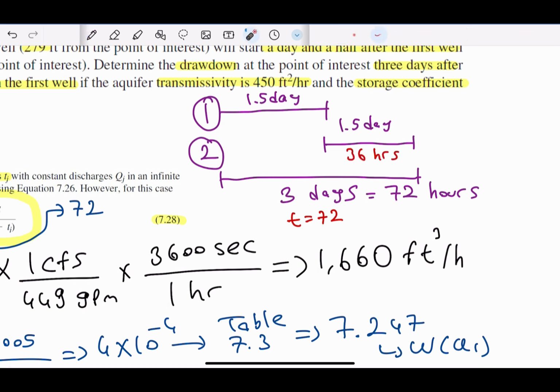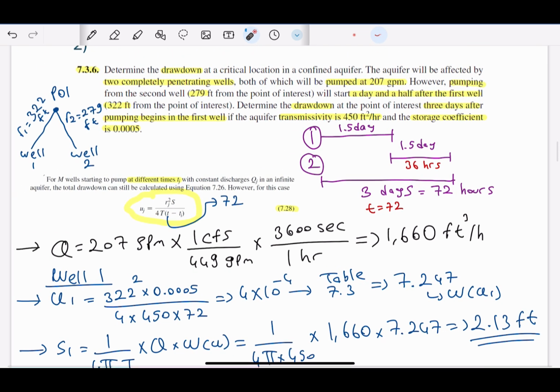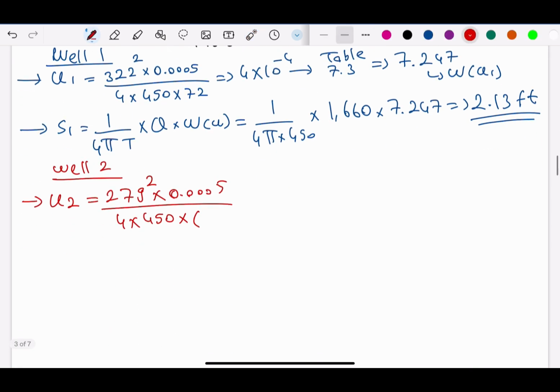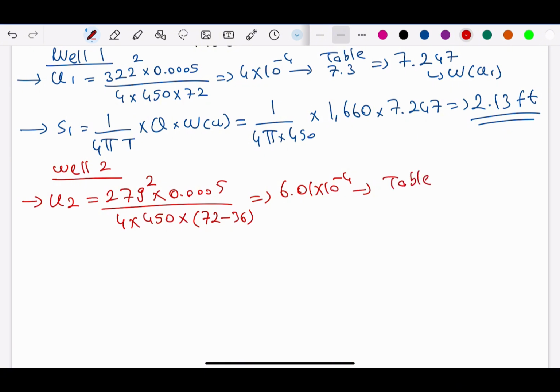So this basically says that it takes 1.5 days for the pumping process of the second well. So the time for pumping well 2 is 36 hours. This gives 6.01 times 10 to the power of minus 4. And again, using table 7.3, we can get the well function as 6.842.